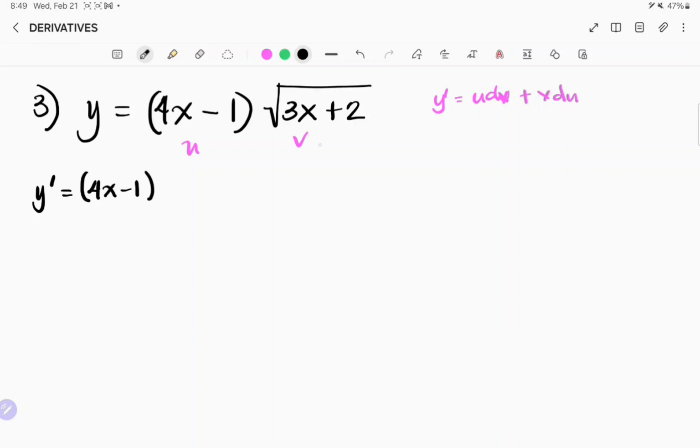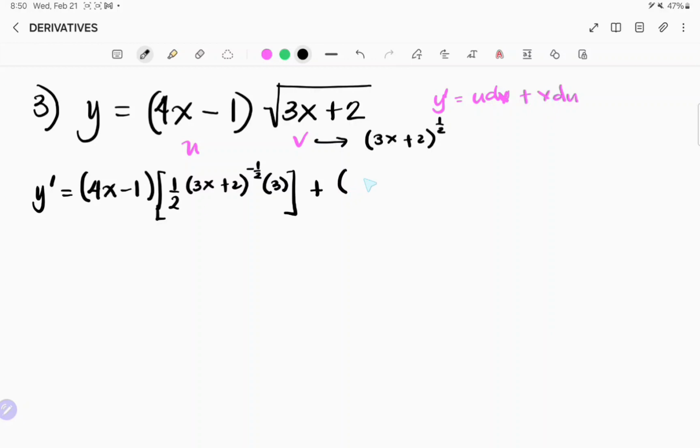We know that v may be transformed into 3x plus 2 raised to 1 half so that we could see the exponent. So in that case, its derivative is going to be 1 half times 3x plus 2 raised to 1 half minus 1, which is negative 1 half, times the derivative of what is inside the quantity, which is 3. Plus, we have copy v. Our v is 3x plus 2 raised to 1 half times the derivative of u. The derivative of u is positive 4.